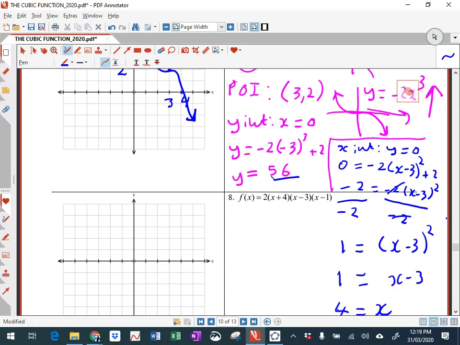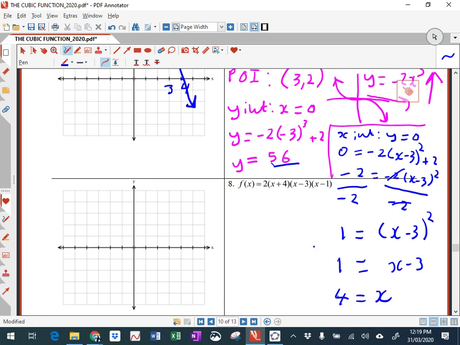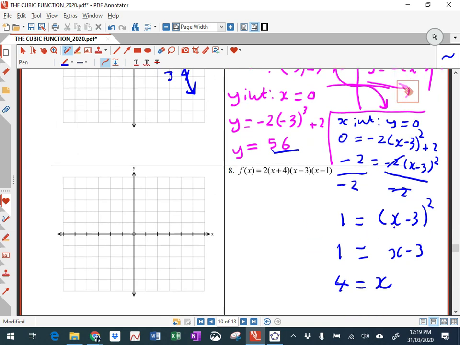Now, normally when you square root, you would take plus or minus the square root. That's not going to work in this case, because then you're going to get negative 1 and negative 4, which is not a point. So, yes. All right, so let's move on then.